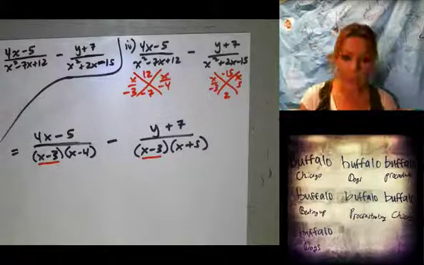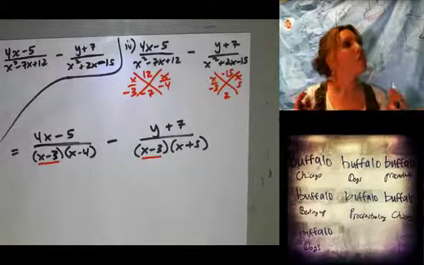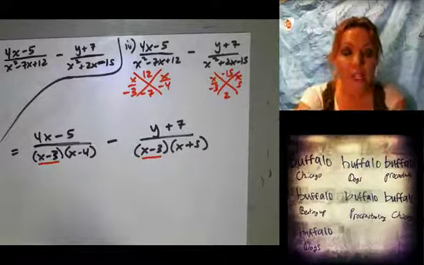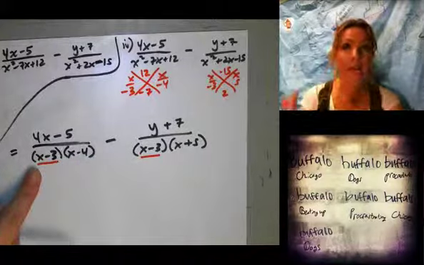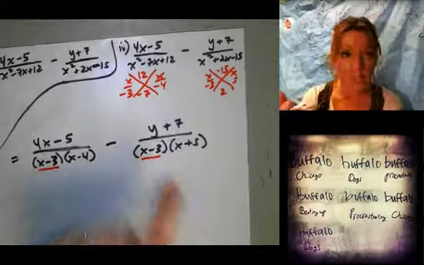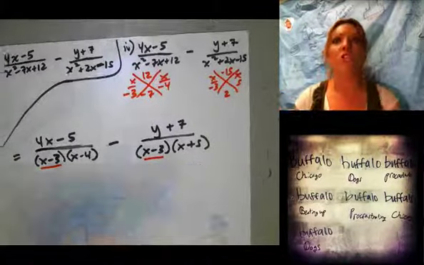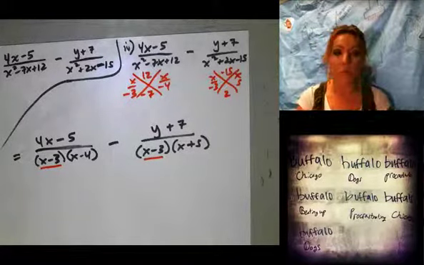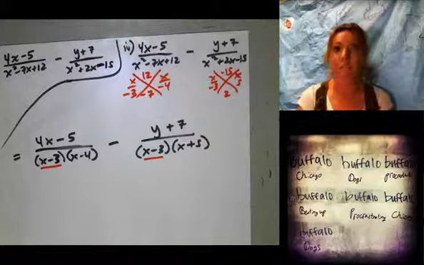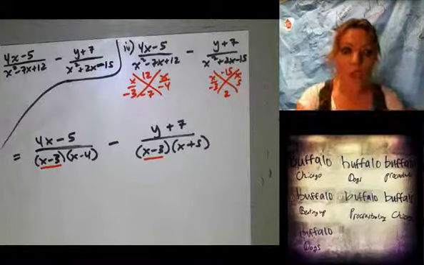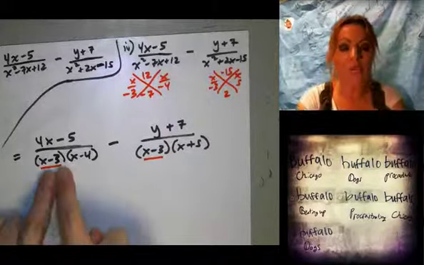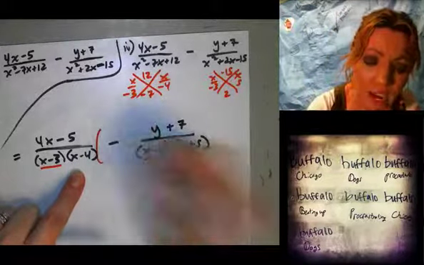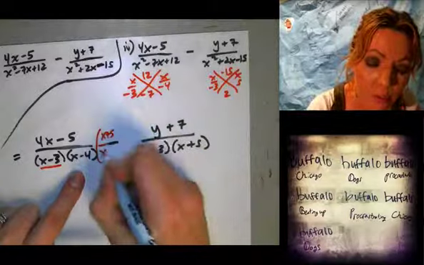Okay, so again, each denominator has to have one of everything represented. So in this denominator, we have x plus 3 and x minus 4. This one, we have x minus 3 and x plus 5. So the whole denominator overall, to combine them, has to be x minus 3, x minus 4, and x plus 5, all three of them. So this one already has the x minus 3 and the x minus 4. It's missing the what? X plus 5. X plus 5, good. So we're going to multiply that.